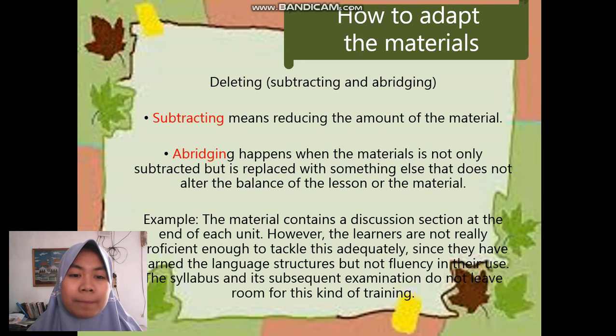Here, the example is the material contains a discussion section for the learners at the end of each unit, however, the learners are not really fluent in using the language structures they have learned. And the syllabus and its subsequent examination do not leave room for this kind of training.